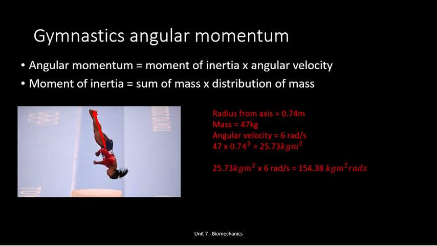which therefore means that the moment of inertia is, as shown there, 47 times 0.74 squared, which is 25.73 kilograms per meters squared. And then to find the angular momentum, you would do that times the angular velocity, which is 6 radians, so therefore the angular momentum is 154.38 kilograms per meter squared radians.